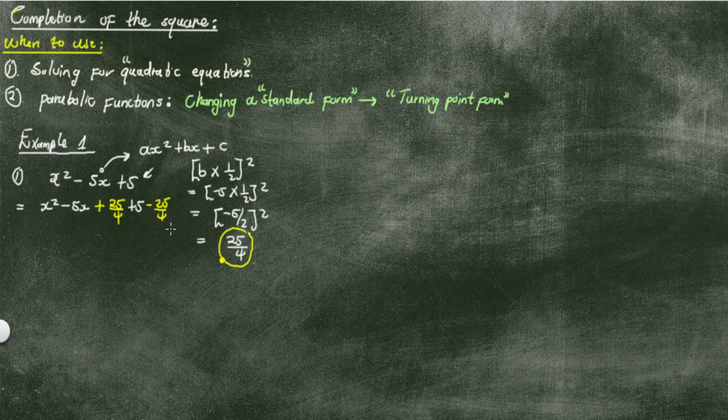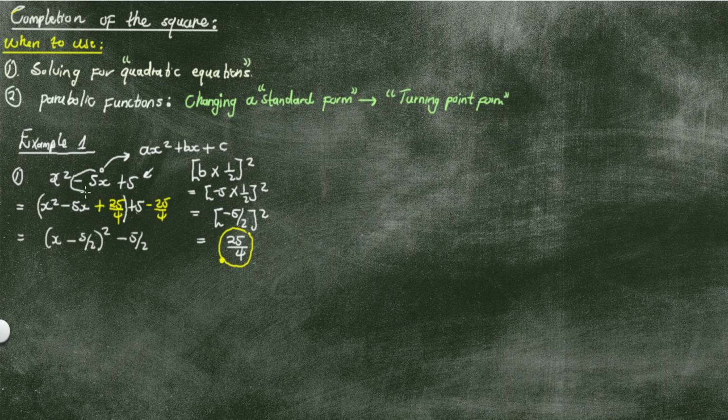Then from here, you're going to have to simplify. How do you simplify? You take this as a whole and we factorize. Since this is a perfect square, you do it like this: x minus 5 over 2, then you place a square outside the bracket. Then what is 5 minus 25 over 4? 5 minus 25 over 4 is equal to minus 5 over 4. Minus 5 over 4. Let me run you through the process just one more time.